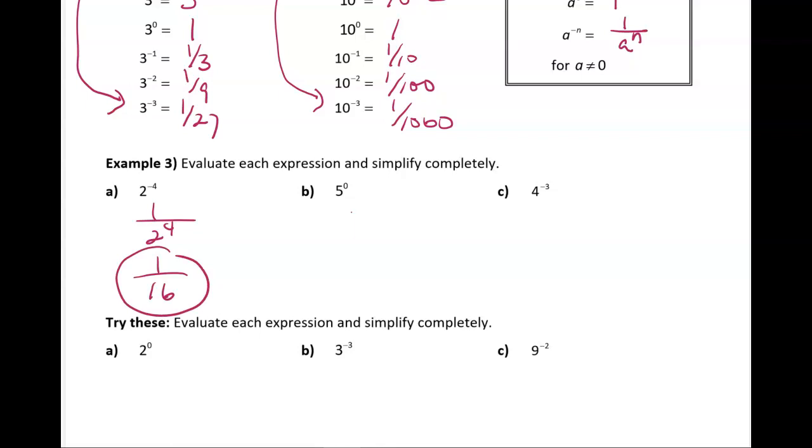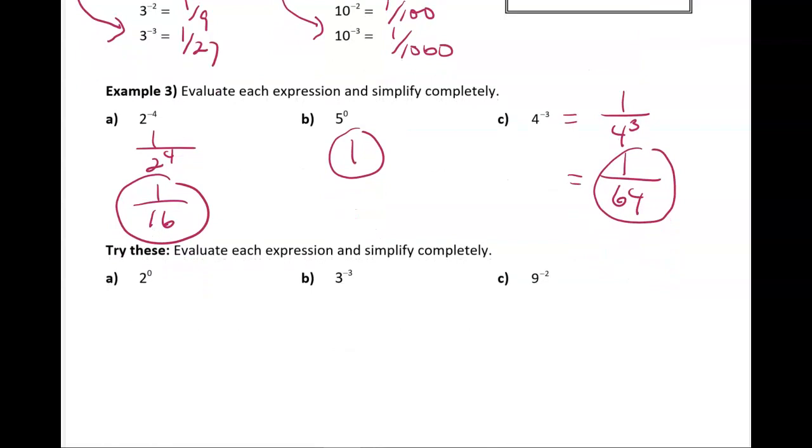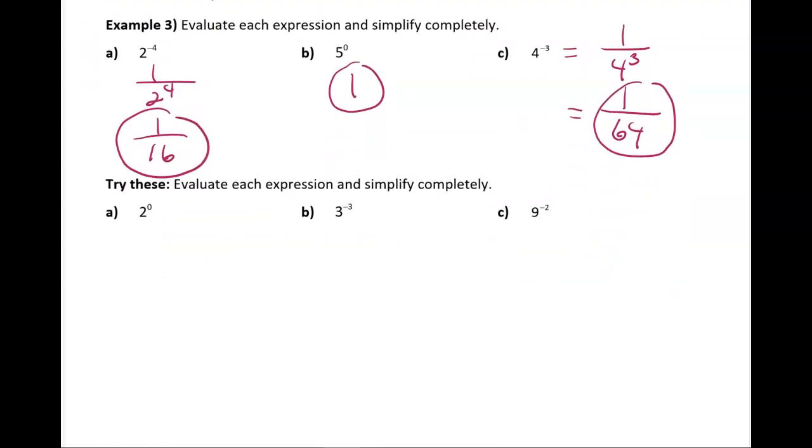5 raised to the 0 power, anything to the 0 power is going to give us 1. 4 raised to the negative 3rd power is 1 over 4 raised to the positive 3rd. So that's 1 over 4 times 4 is 16, times 4 is 64. So 1/64. All right, and now try A below on your own and pause the video while you do this. Okay, you should have gotten 1. Remember, anything to the 0 power is 1. Now try B and pause the video.